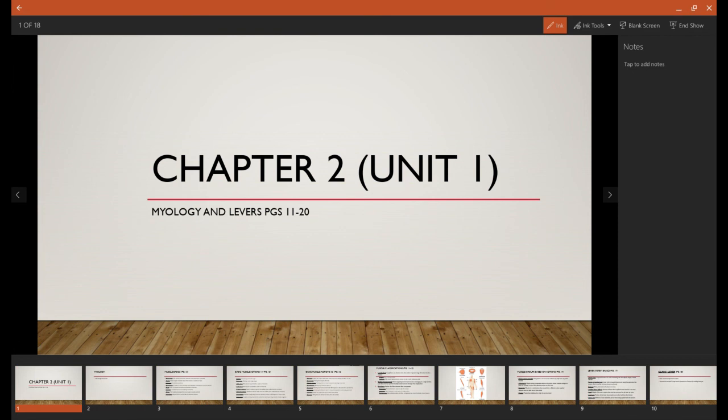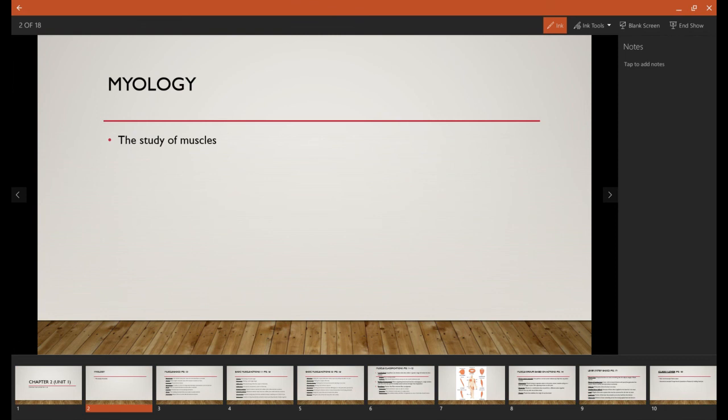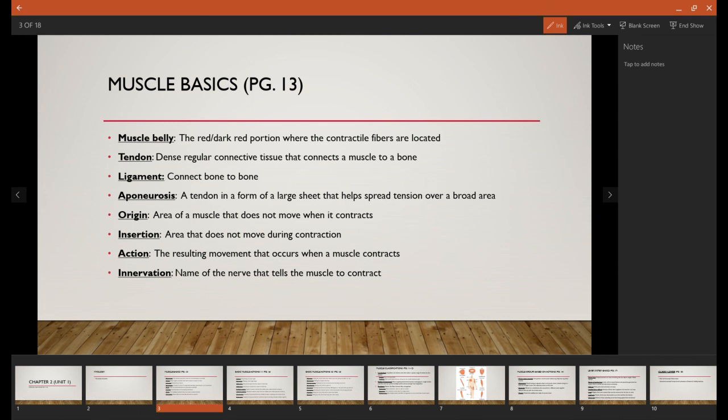Chapter 2. This is going to cover myology and levers. Myology, if we broke it into its word parts, we would get myo, which means muscle. Logy means study of, so myology translates to the study of muscles. Getting to the basics of a muscle and what makes up a muscle, we're going to do a quick little sketch here of a cartoon classic version of a muscle you've probably seen before this course.